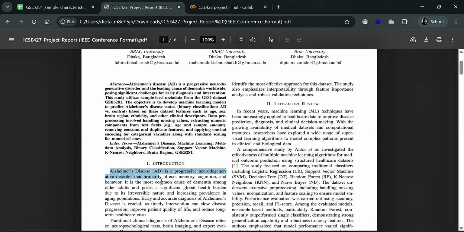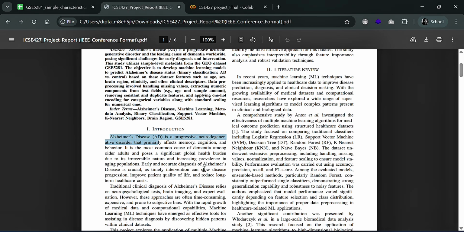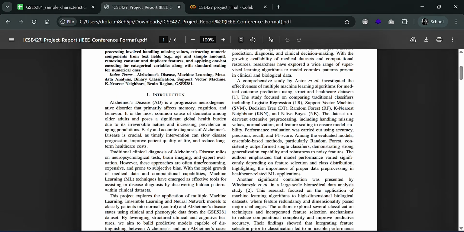Traditionally, diagnosis of Alzheimer's disease relies on clinical assessment and expert judgment, but we have an availability of medical data. We can easily apply machine learning algorithms on the dataset. So our goal is to use machine learning techniques to classify the Alzheimer's data and the normal control data based on the structured clinical and biological analysis.